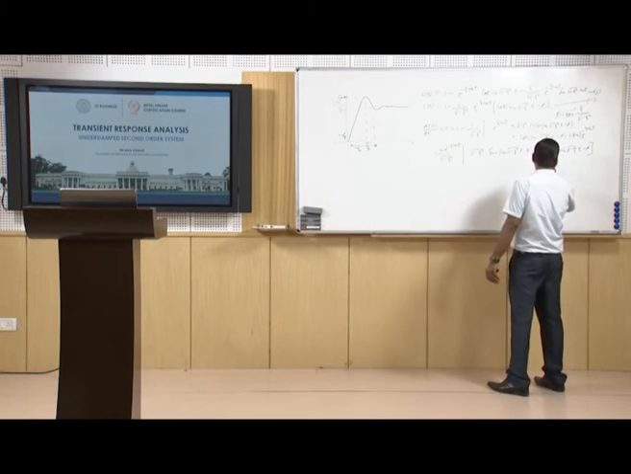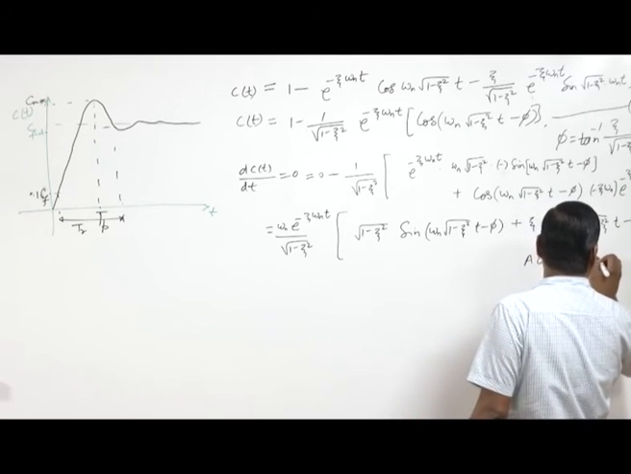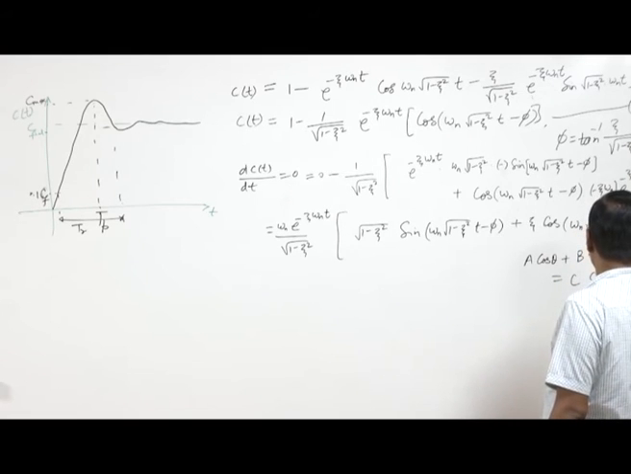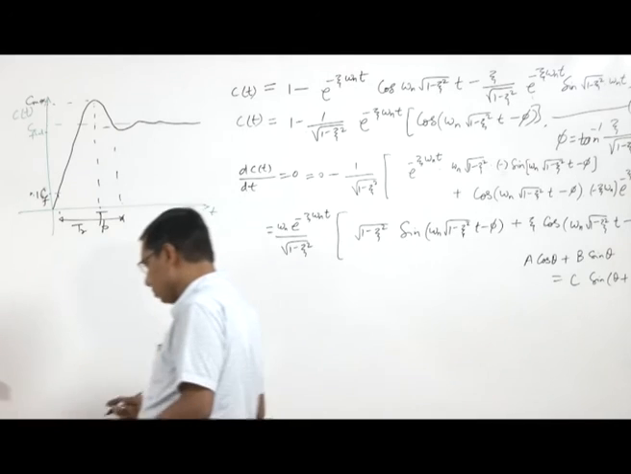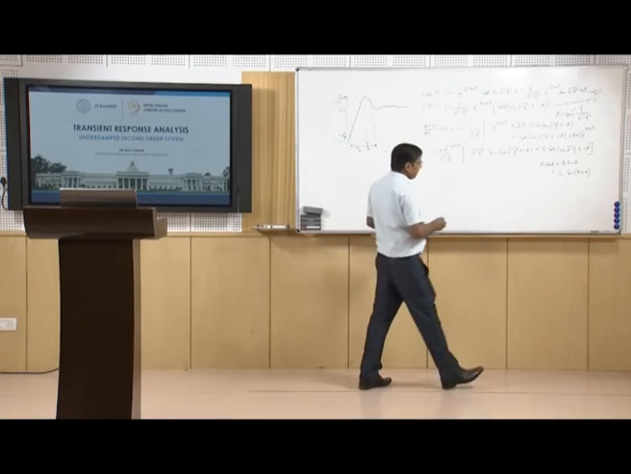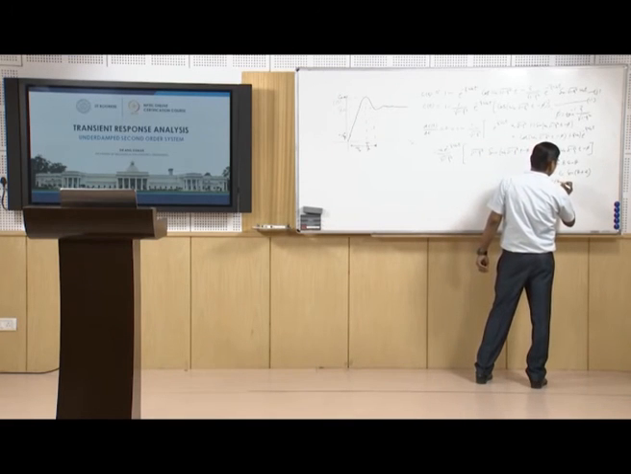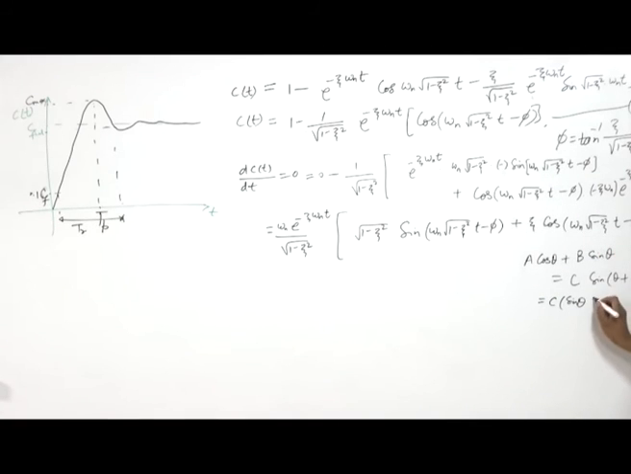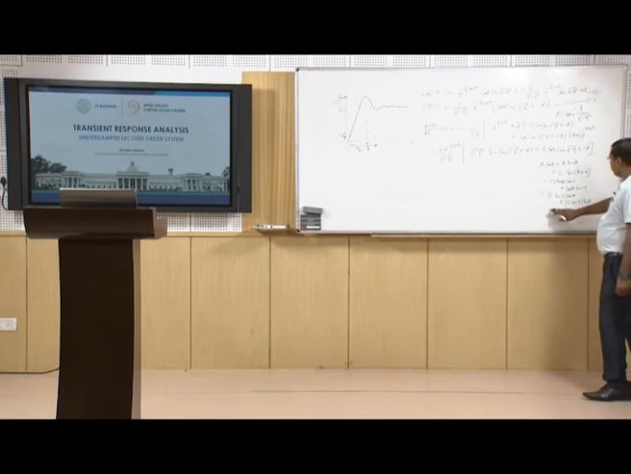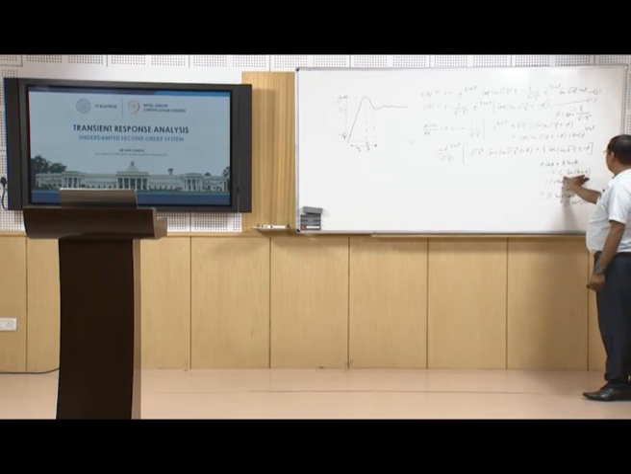So here a cos theta plus b sin theta, let's say equal to c sin(theta plus alpha), and so we can write equal to c sin theta cos alpha plus cos theta sin alpha, so we can write c sin alpha into cos theta plus c cos alpha into sin theta. So it means we want to express this term with a single term.